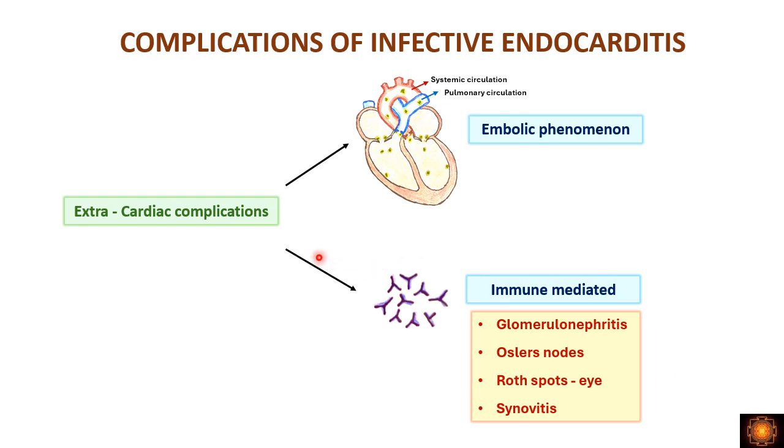And extracardiac complications are mainly because of the emboli. The emboli can enter from the left heart into the aorta and the systemic circulation, or from the right heart they can enter the pulmonary circulation and reach the lungs. The consequences of this will cause complications. And then immunological phenomena which can cause further complications are glomerulonephritis, Osler's nodes, Roth spots, and synovitis. These are because of the immune complex depositions.